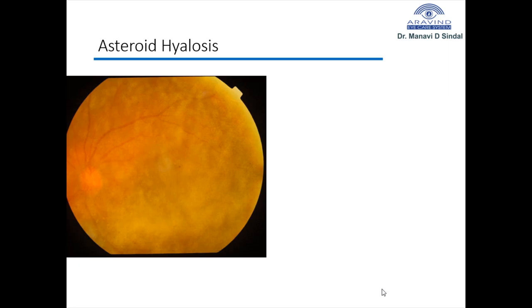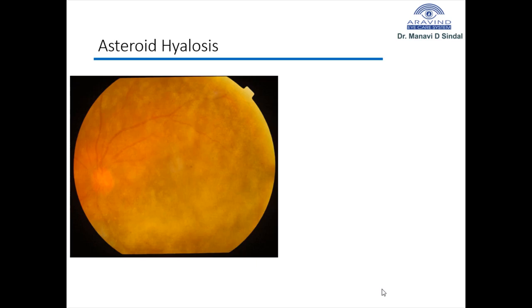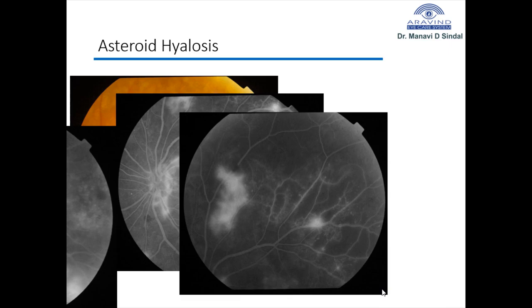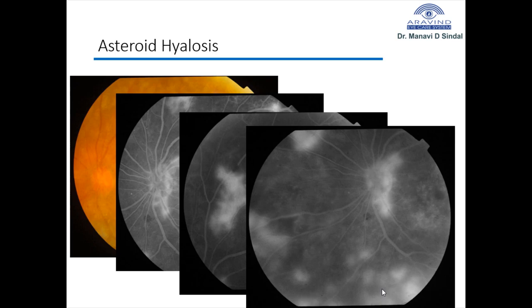Another condition we all know is asteroid hyalosis, where you have these calcium crystals or granules in the vitreous, which makes a view of the retina very difficult. But because the blue light used in fundus fluorescein angiography can cross these crystals, you get an FFA image which is almost normal, and you can very easily pick up the neovascularized process which is happening in this eye and helps you diagnose this, which you may miss on just an examination of the eye.